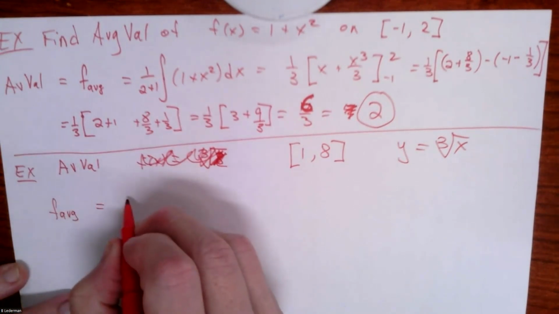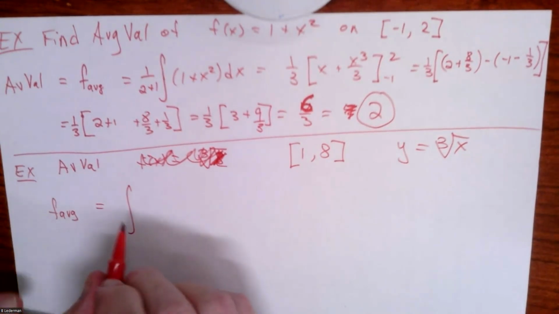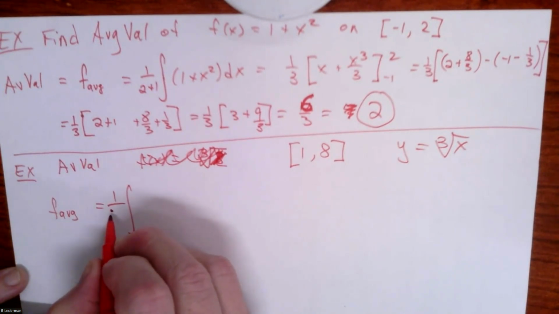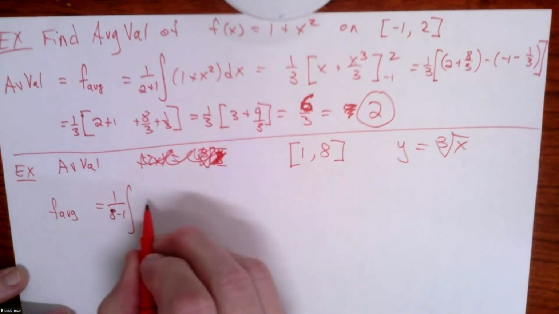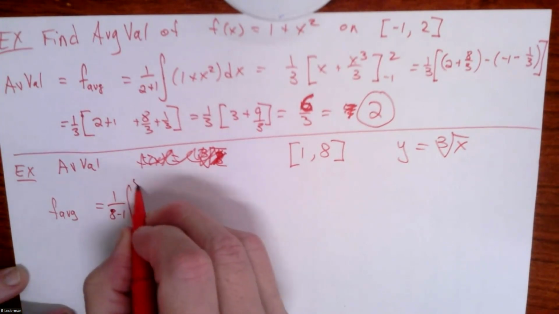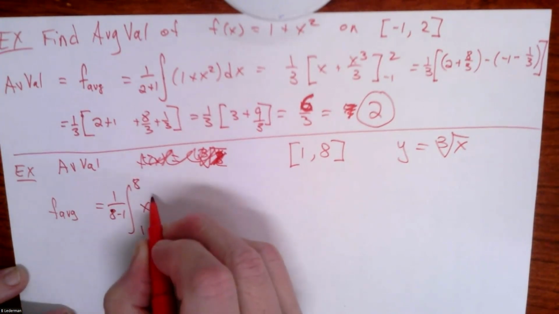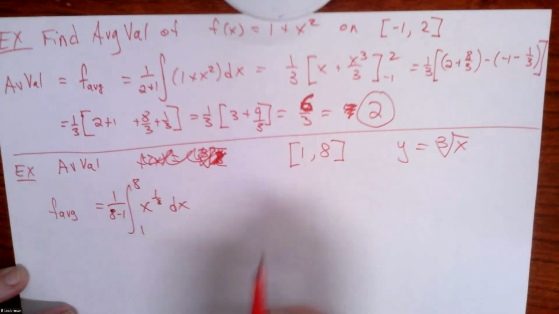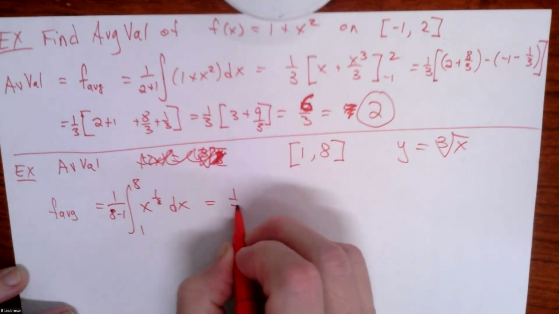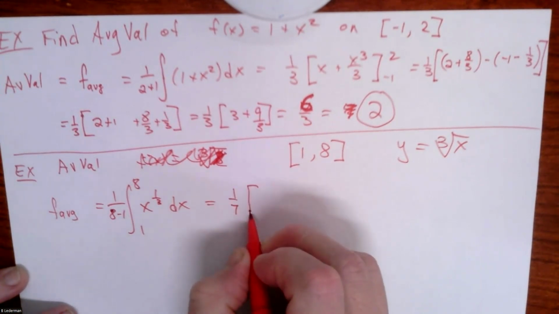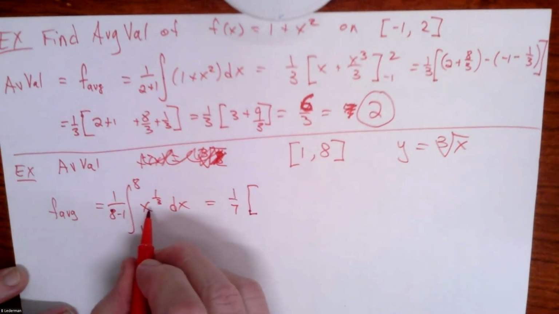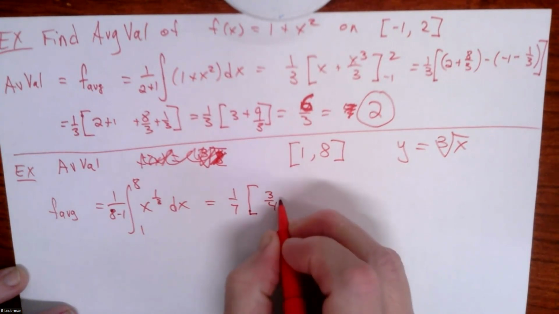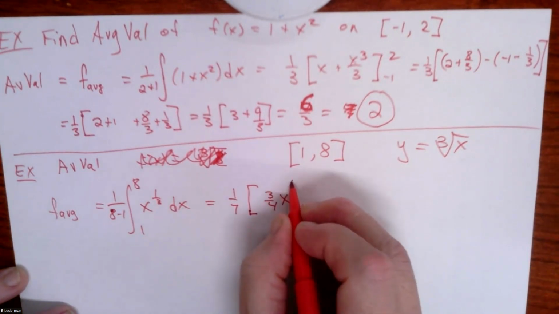is equal to the integral. Oh, I always write the integral first. I should write the fraction first. 1 over 8 minus 1 times the integral from 1 to 8 of x to the 1/3, I'm going to write it as an exponent because it's easier that way, dx. And this is going to be 1/7 times the antiderivative, which is going to be 3/4 times x to the 4/3.